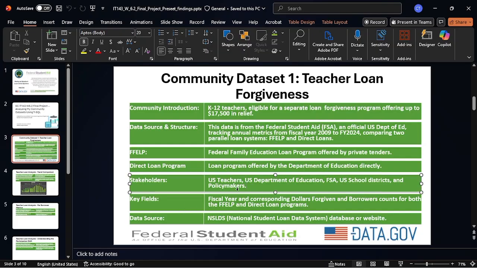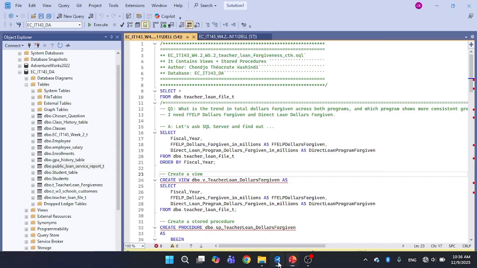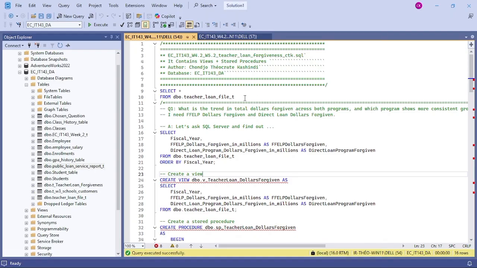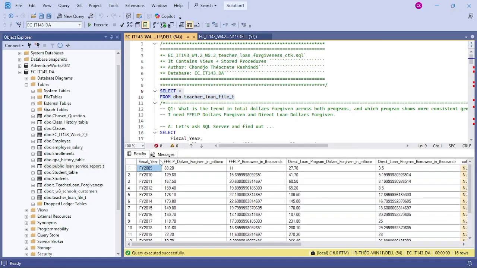Stakeholders for this dataset are US teachers, the Department of Education, FSA or Federal Student Aid, USA school districts, and policymakers. Key fields for this dataset are fiscal year, dollars for both programs, and borrowers for both programs.